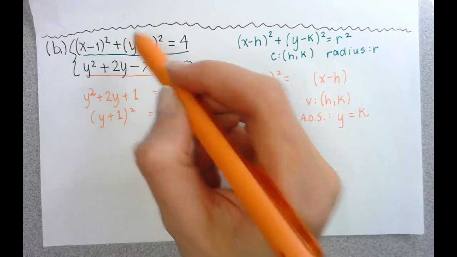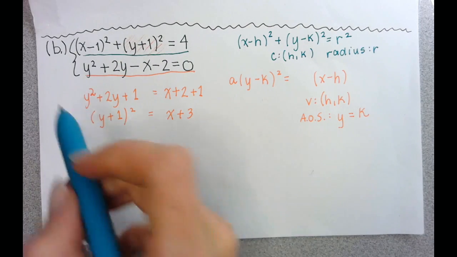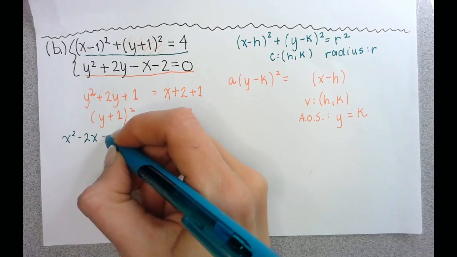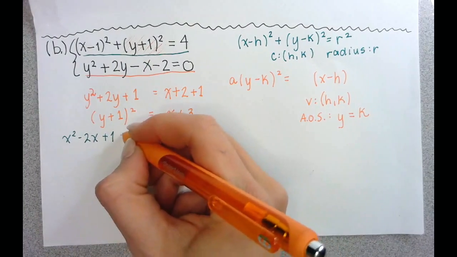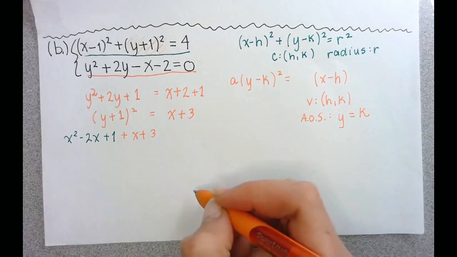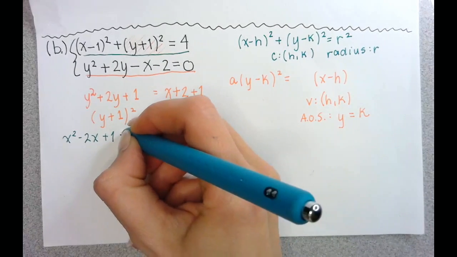So you don't have to do it this way. It's just an idea. It's something I noticed. So I'm going to go ahead and fill that in. I'm going to expand this. So I'm going to get x squared minus 2x plus 1, and then instead of y plus 1 squared, I'm going to swap that out. I'm going to substitute in the x plus 3 for the y plus 1 squared, and then I have equals 4.